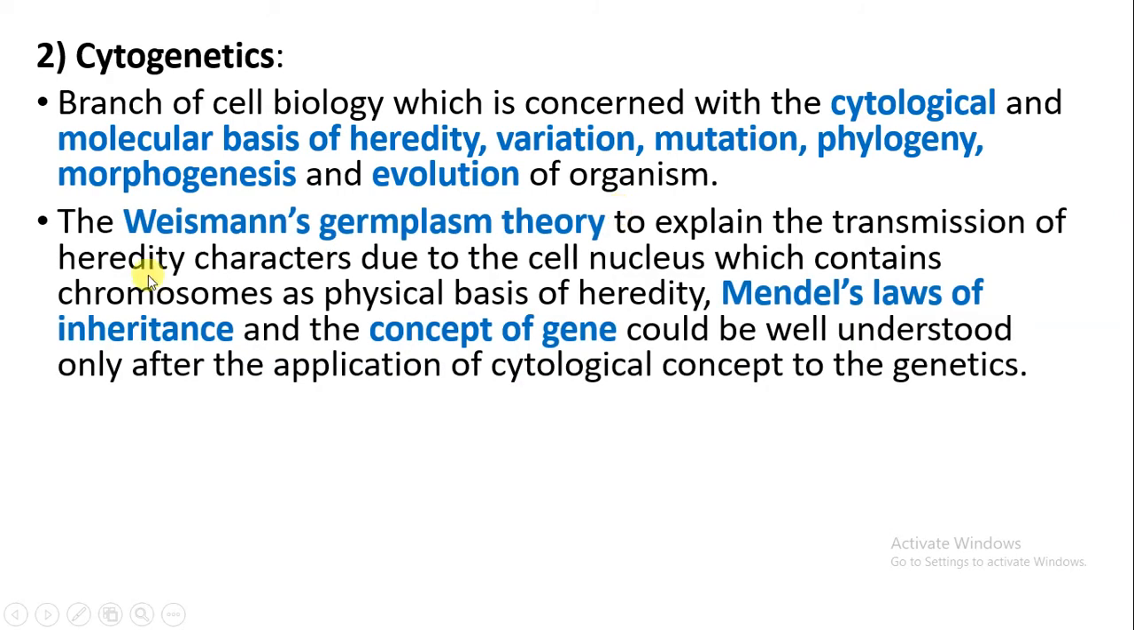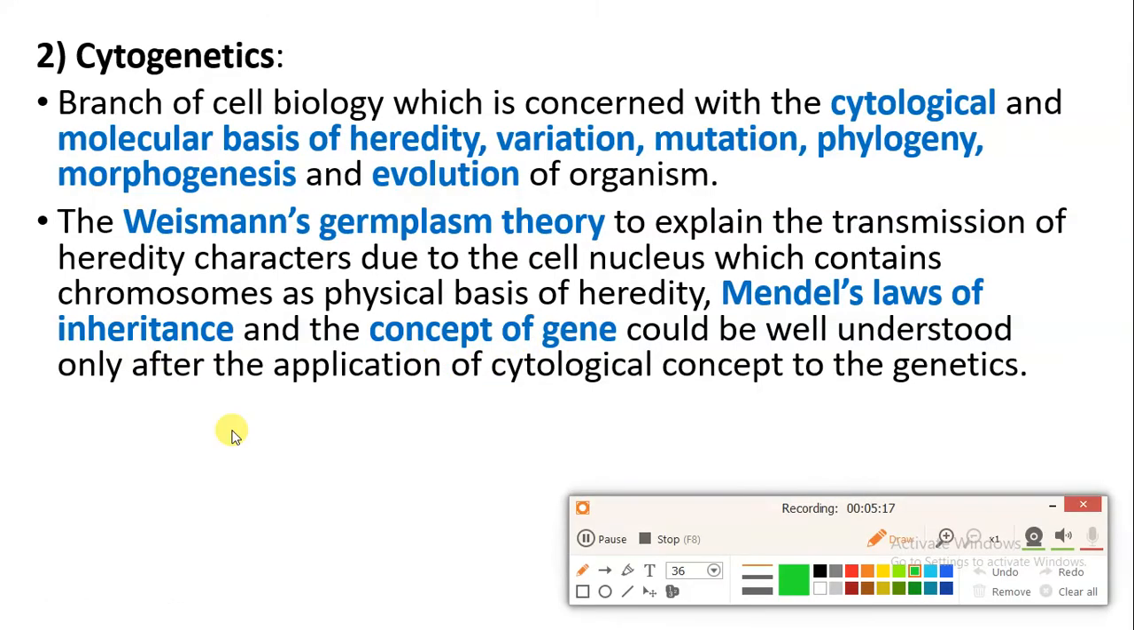And even Weismann, who gave the germ plasm theory, explained the transmission of hereditary characters. So it's all because of the chromosomes present in the nucleus. Even Mendel's law of inheritance that we studied will come under cytogenetics. Even the concept of gene: what exactly is a gene? Suppose this is the DNA, so a segment of DNA is called a gene.